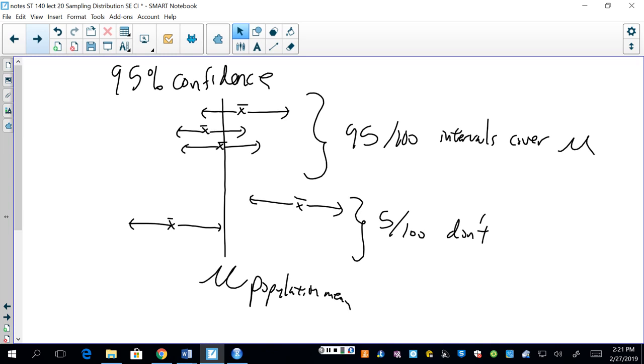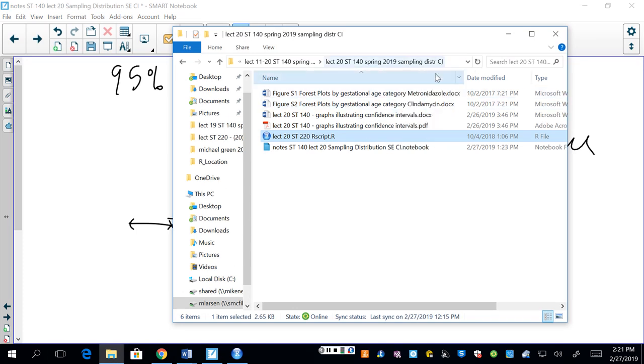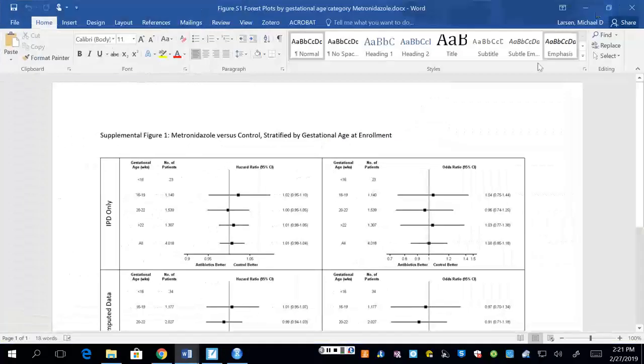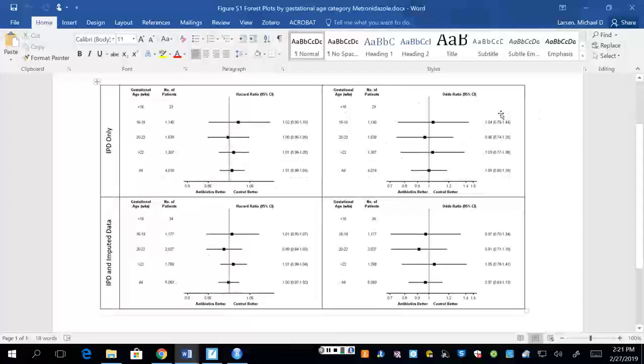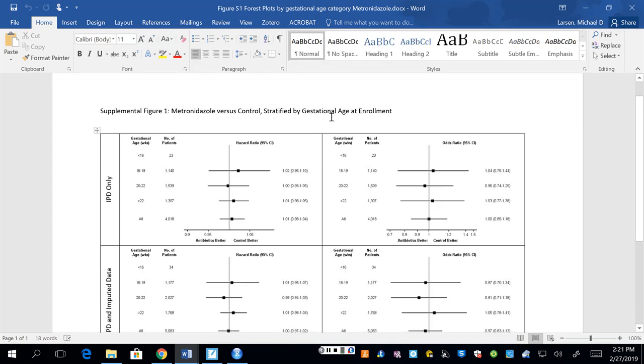So this type of interval is how things get reported in medical studies. I was working with a colleague, he's in Ohio actually, but we did something called a meta-analysis where we brought together a bunch of studies looking at gestational age, and whether treatment with antibiotics treated a certain condition that was associated with premature birth.